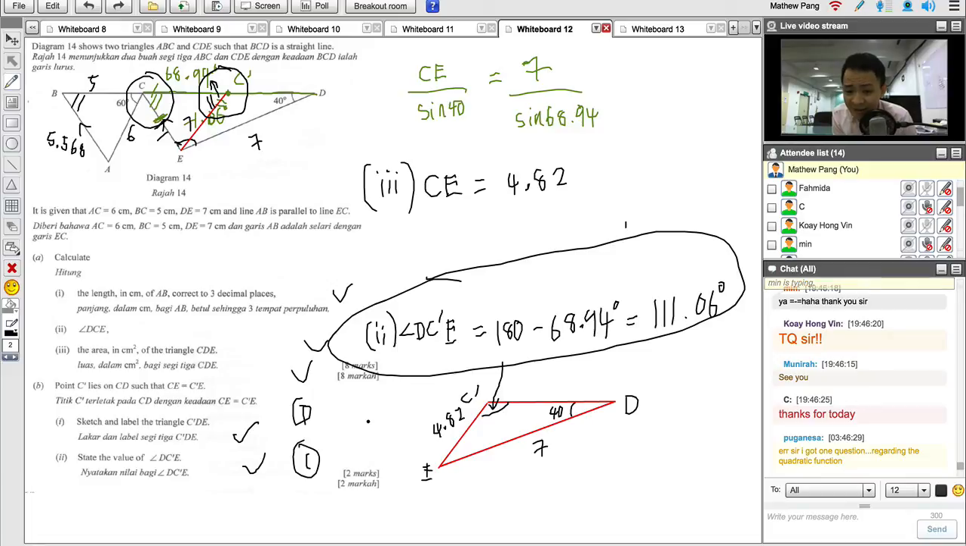So I got one question regarding the quadratic function. Yes, please. Faster.